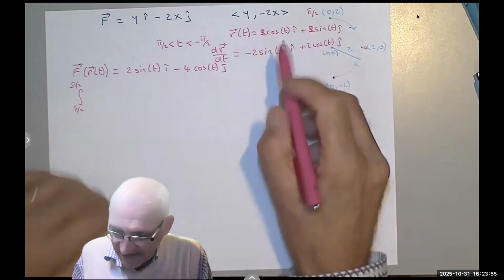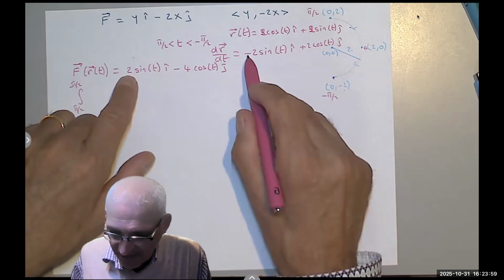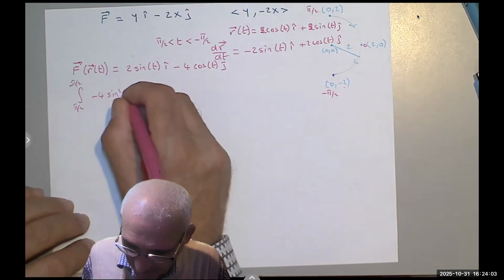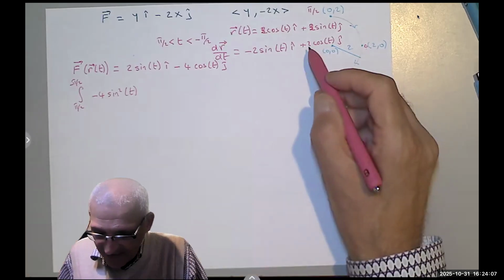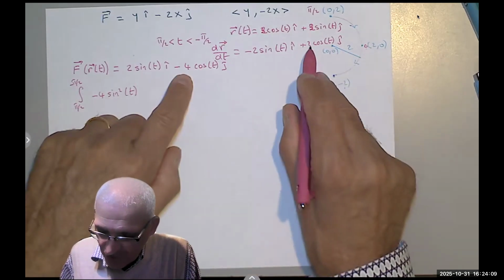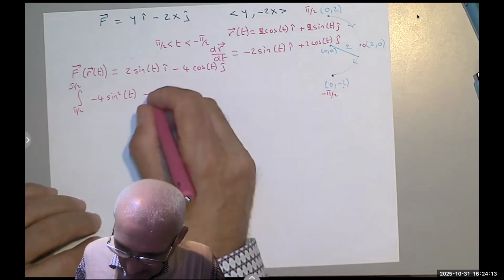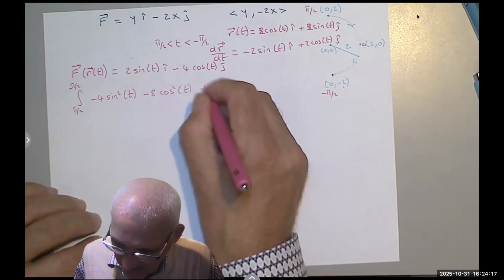dt. When I take the dot product, i dot i is 1, so I get 2 times negative 2 is negative 4 sine squared of t. And then I have negative 4 times 2 is negative 8 cosine squared of t dt.